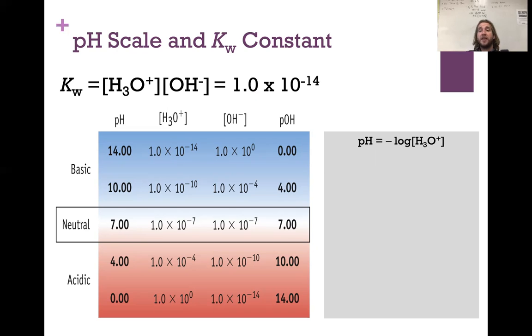But we can calculate directly for pH. It is the negative log of your hydronium concentration. It's just saying how concentrated are the acid particles. Sometimes it'll just be H+. You'll see that as just H+, so negative log of H+. They mean the same thing in an aqueous solution.